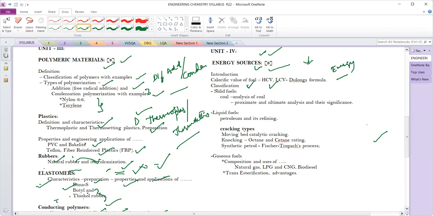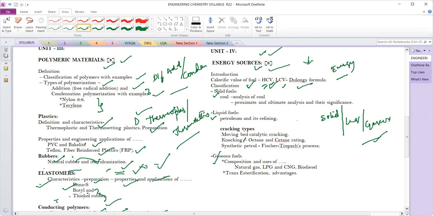Like if we take the fuel, so fuel can be described on the basis of HCV, LCV. And next, Dulong's formula we will discuss here. Next thing is the solid fuels. Classification of the fuels: we will be able to see solid fuels, liquid fuels, and gaseous fuels. This is also one important thing which you have to consider, the difference between solid fuels, liquid fuels, and gaseous fuels, right? So there are three different types of fuels in different forms of matter.